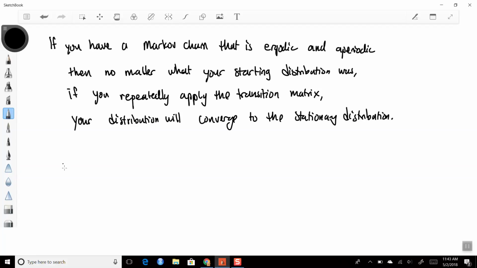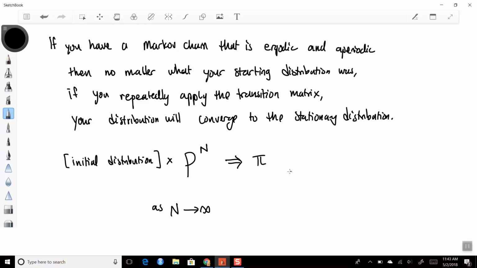Okay, so this means whatever your initial distribution is, so you've got an initial distribution across the states, and if you multiply it by P over and over and over again, as n goes to infinity, applying P to your initial distribution over and over again will eventually lead to the stationary distribution.